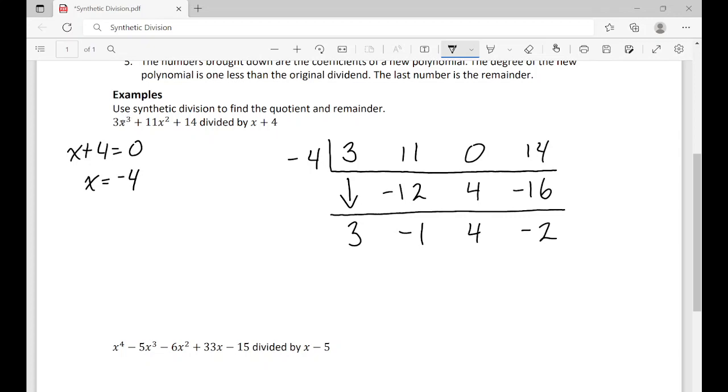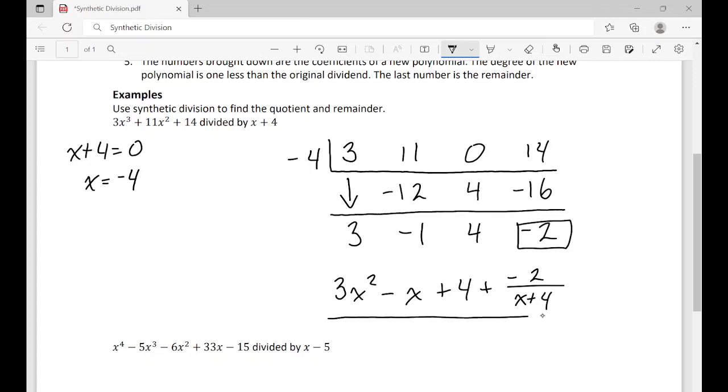Now this started off as a cube, so that means our new polynomial is going to be a square. So it's going to be 3x squared minus x plus 4, and this is the remainder, so it's going to be plus negative 2 over x plus 4. And so here is everything, the quotient and the remainder. The quotient again being 3x squared minus x plus 4, and the remainder being negative 2.